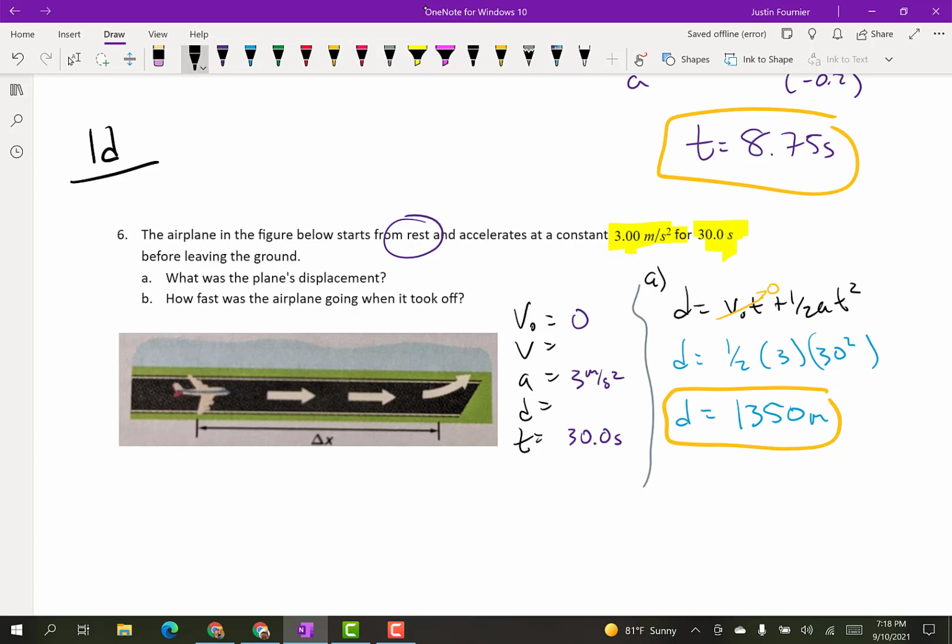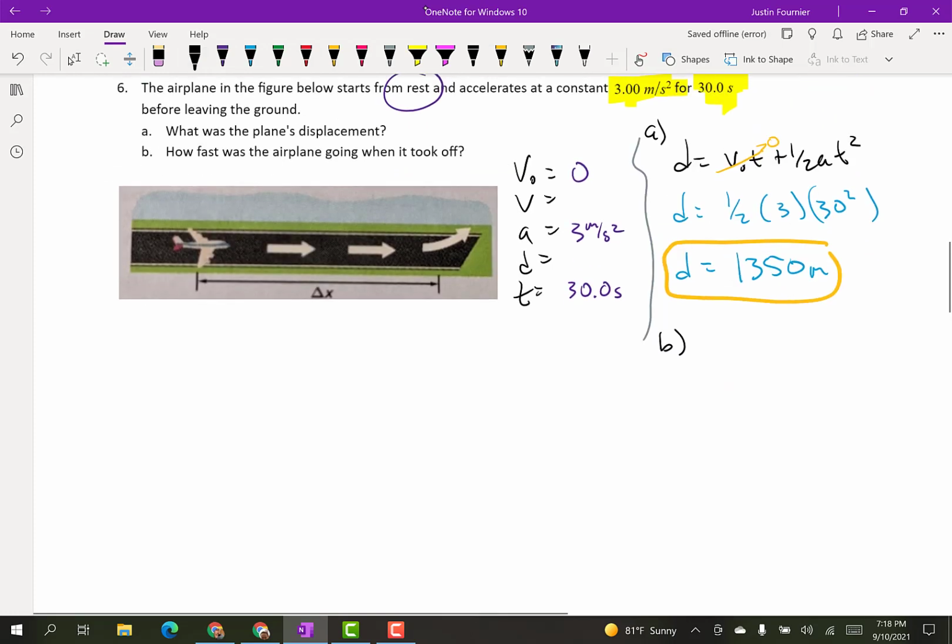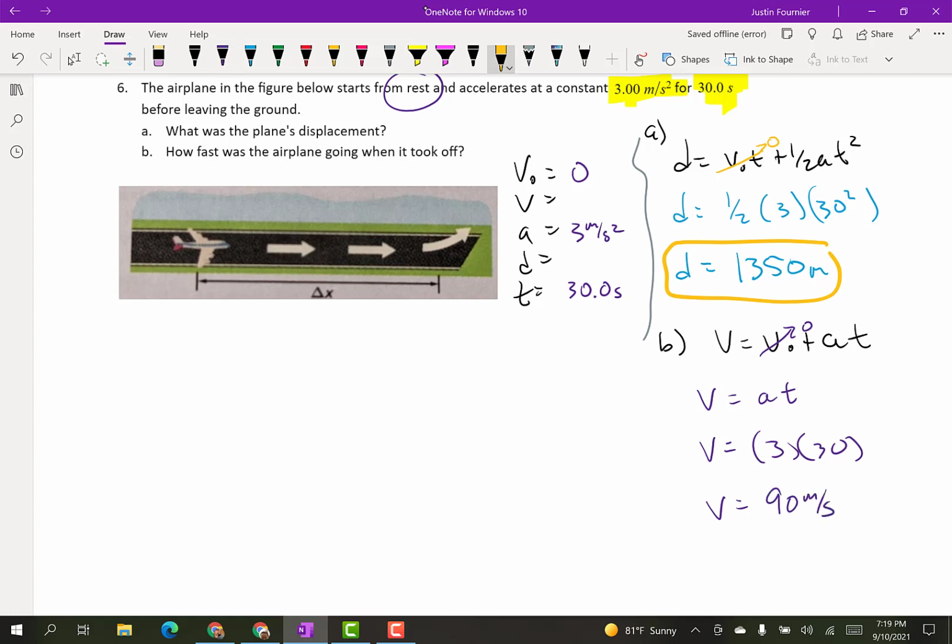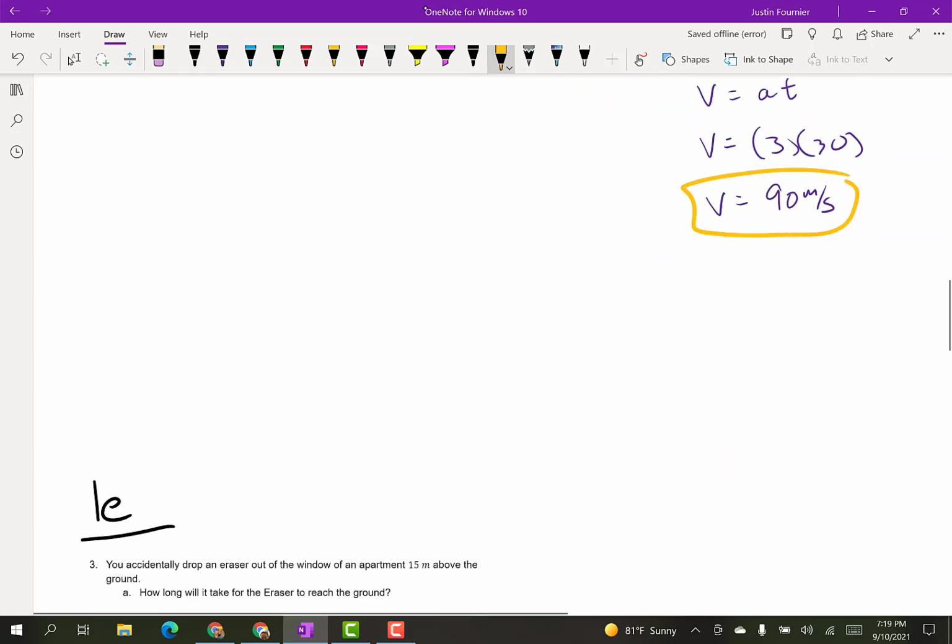For part B then, what are they asking for? How fast is the plane going when it took off? I think in this case I'm going to use omega. So I got now the final velocity, the initial velocity is 0, is equal to the acceleration times the time. The acceleration is 3, the time is 30. So this gives me a velocity of, I think 90. Yeah, 90. So 90 meters per second. And there's part B.